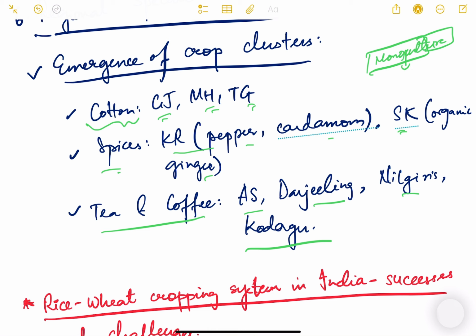Like monoculture was shifted to diversification of crops. Then people again started growing organic products, and regional specialization happened. Rather than the entire country growing one crop, people started growing different crops in different regions depending on what incentives are available and what demand is available. Also the globalization that happened also brought about export demand in the country. So cropping patterns also depended on those things.